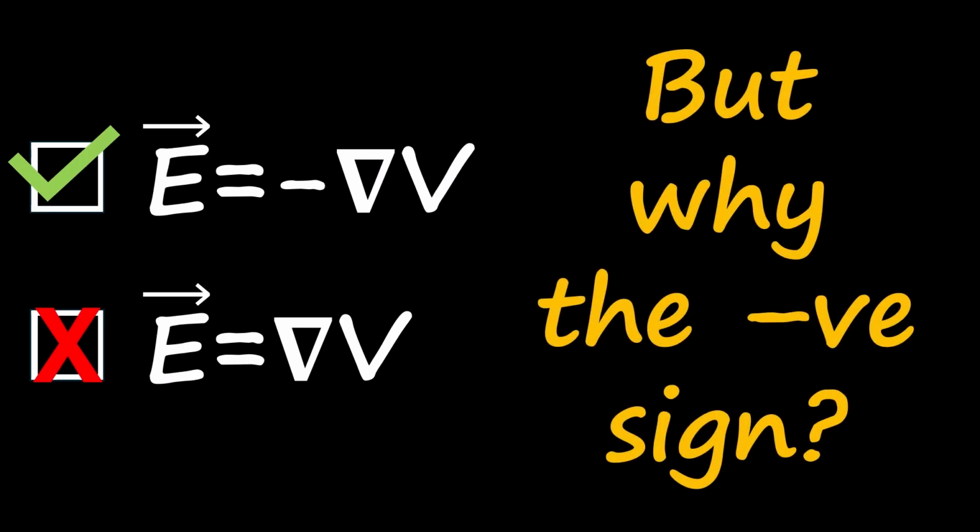Hello everyone, this is the third video on electromagnetic theory. Here we are given two options of the relation between the electric field and electric potential. So which one is the correct option? Actually, the first one is the correct option. But why the negative sign? That is what we are going to discuss in this video.